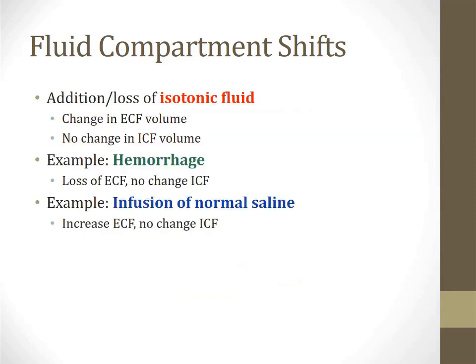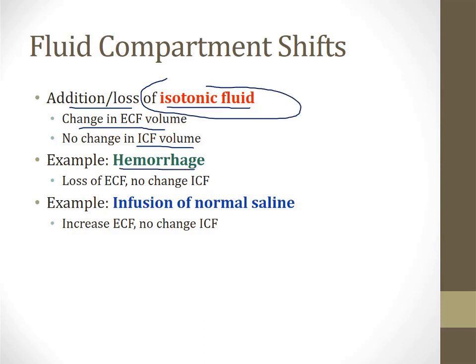There are many clinical situations in which we see the addition or loss of isotonic fluid. This means fluid that has the same osmolarity as plasma. In this situation, the extracellular fluid volume is going to change, but there will be no change in the intracellular fluid volume, and that's because the fluid that is being added or lost to the body is isotonic with plasma. So for example, in the setting of hemorrhage, patients are losing plasma, so they are going to lose lots of extracellular fluid volume, but the volume inside of the cells is not going to change.